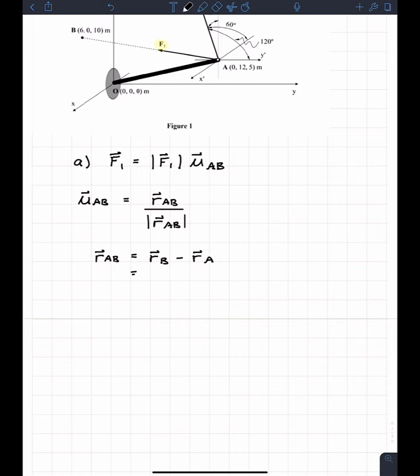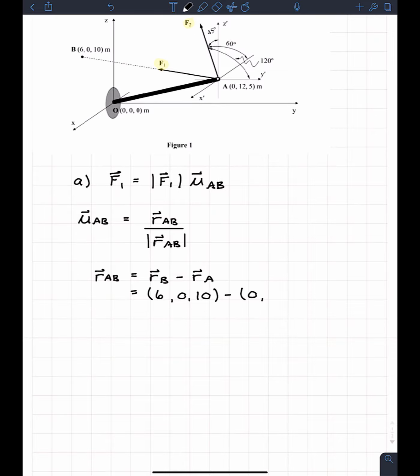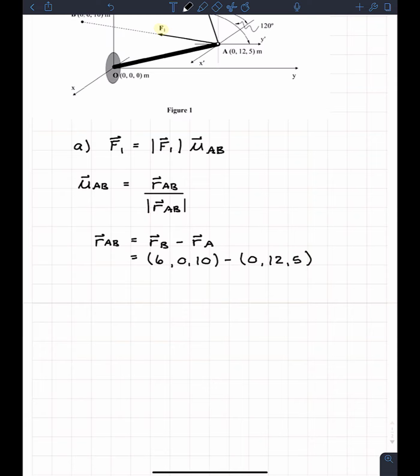So we can just look right at the diagram and say, okay, well, the coordinates of B are 6, 0, and 10. So that was already nice and easy. Didn't really have to do any work there. Just look at the diagram. Coordinates of A, well, they're also given. It's 0, 12, and 5. Well, doesn't get much simpler than that, because from here we can go right into the vector.